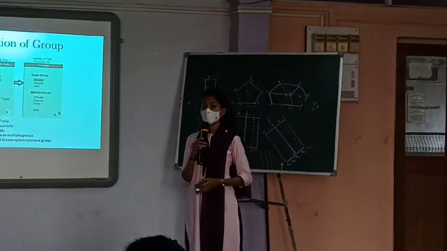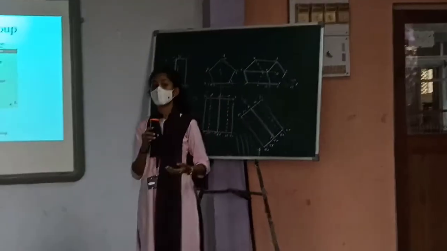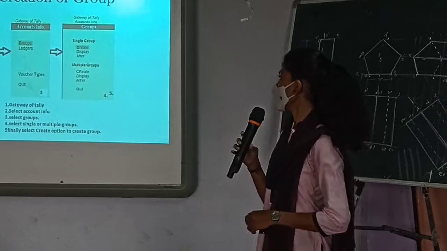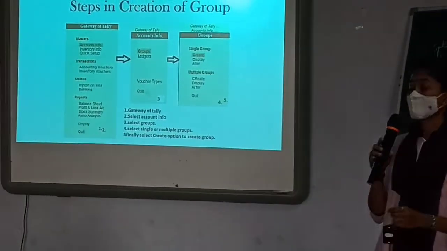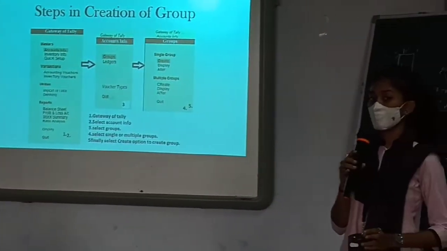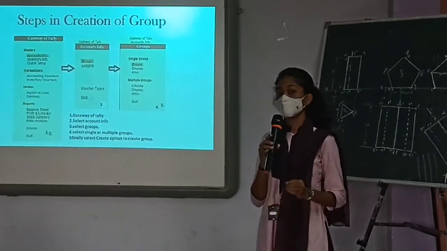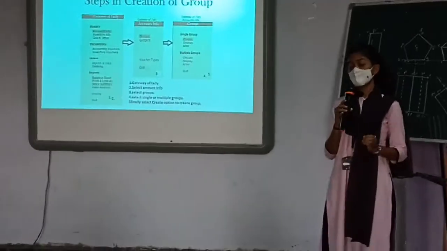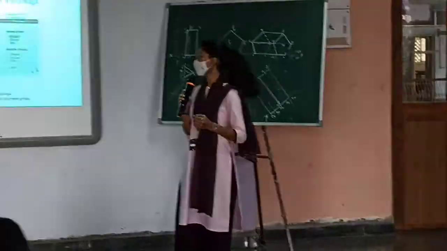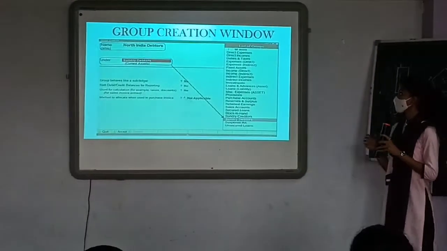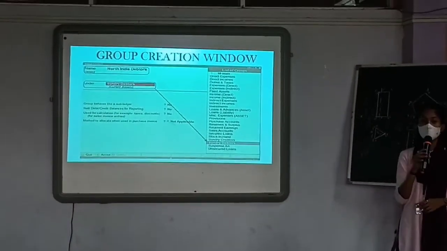If you want to create a single group, you can use single group. Or if you want to create multiple groups, you can use multiple group. Under single group, we have three options: create, display, and alter. When we click on display, we get the list of groups that are already present in Tally. To create a new group, we have to use create. When we click on create, the group creation window appears.